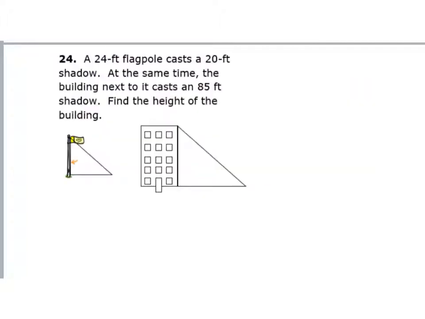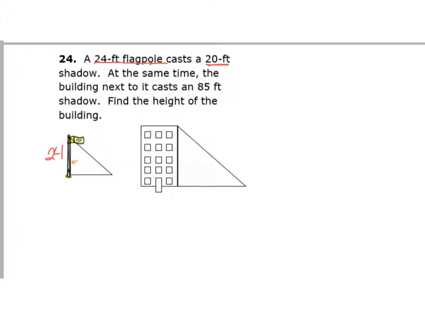All right, number 20. A 24-foot flagpole casts a 20-foot shadow. At the same time, the building next to it casts an 85-foot shadow. Find the height of the building. Okay, so the first thing I want to do is label my picture with the information. I know that the flagpole is 24 feet, so I'm going to put a 24 by the flagpole. Okay, it casts a shadow that's 20 feet.